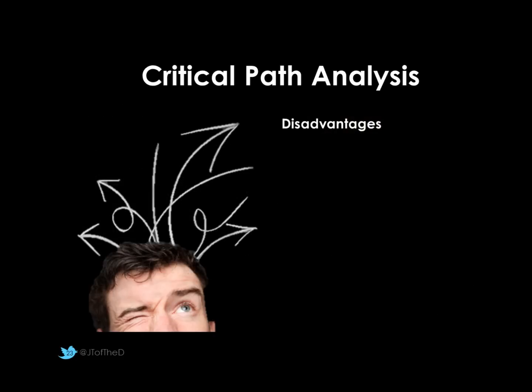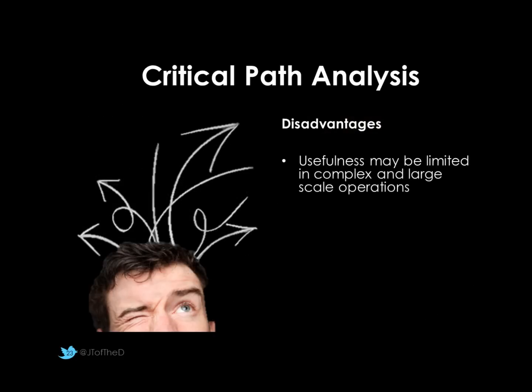There are some disadvantages to critical path analysis. It might have limited usefulness in particularly complex operations. So if you've got a number of factors that you're actually trying to account for, and we've just made it very simple today, then actually it may lose accuracy. If one or two activities aren't calculated correctly, then actually it'll throw the whole network analysis out and significantly change both critical tasks and durations.